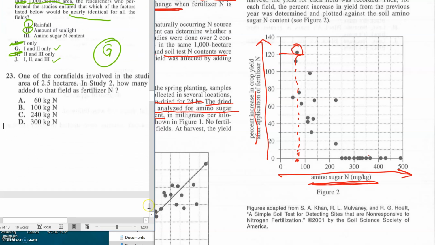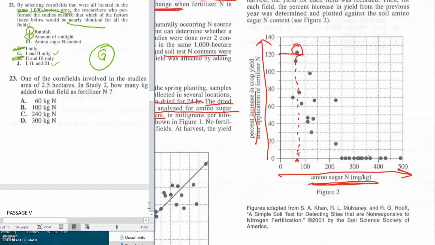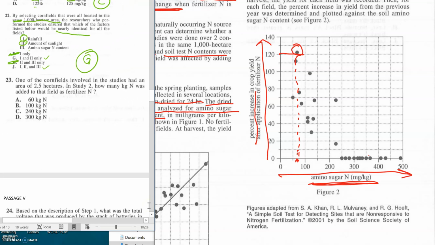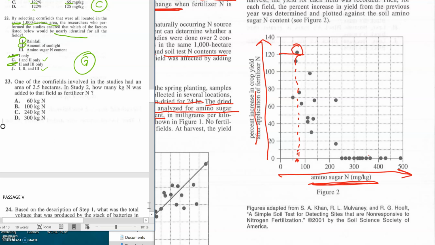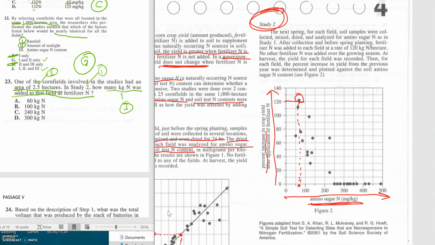Okay, and then we'll come down to 23. Squish that down a little bit. Oh, a lot then actually. Well, this is the last question. All right, that was quick. One of the cornfields involved in the studies had an area of 2.5 hectares. In study 2, all right, that's step 1. Step 2 will be something to do with 2.5 hectares. How many kilograms of N was added to the field as fertilizer? And that will be number 3. Again, 3 steps. Step number 1, we find study 2. Oh, we've done that already.